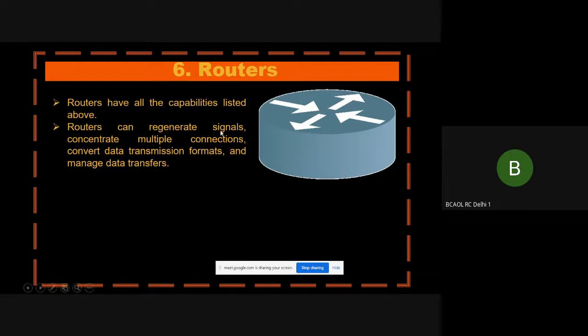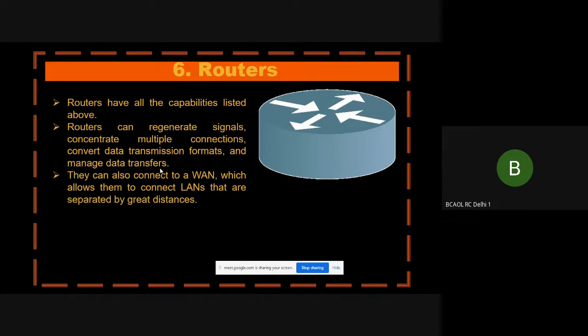Can you see that? It can regenerate signal like a repeater, right? It can concentrate multiple connections like a hub and switch. It can convert data transmission formats like a bridge, and manage data transfer, which all of them are doing, right?